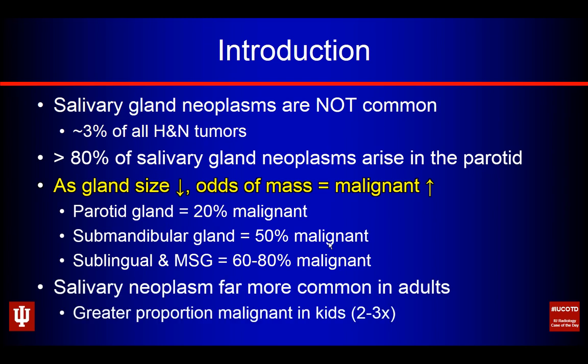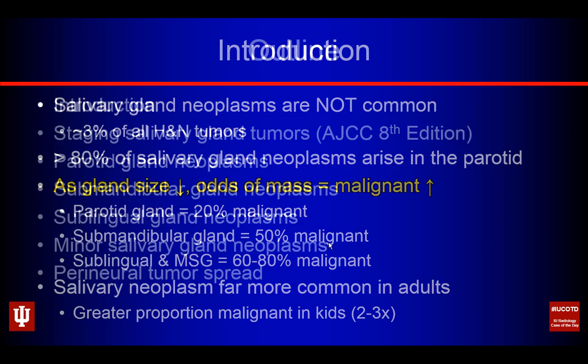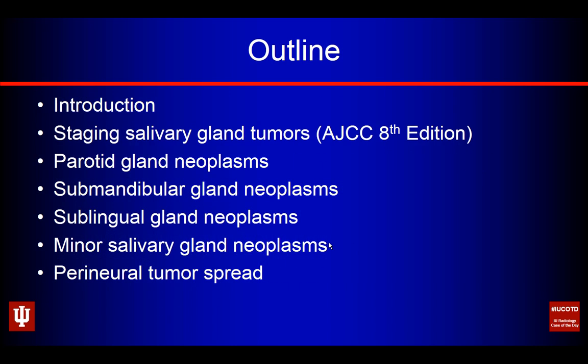The other thing that's important to keep in mind is these salivary gland neoplasms are much more common in adults than they are in children, but unfortunately, there's a higher proportion of malignant masses in kids. So if you're a kid with a salivary gland tumor, there's probably a 2 to 3 times increased risk of it being malignant than if it were in an adult. Okay, so this is sort of the overview of what we're going to talk about today.